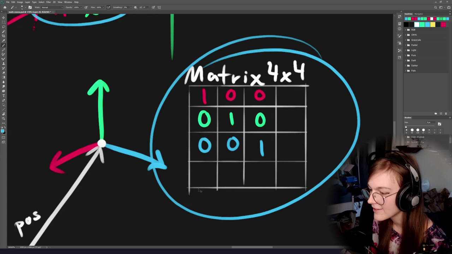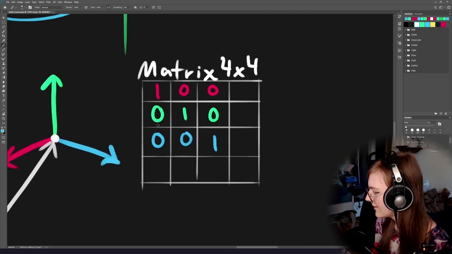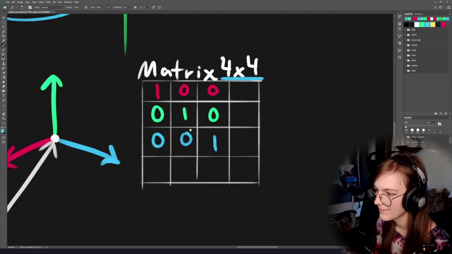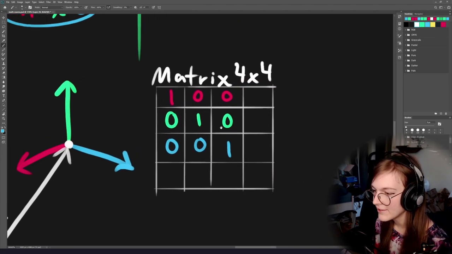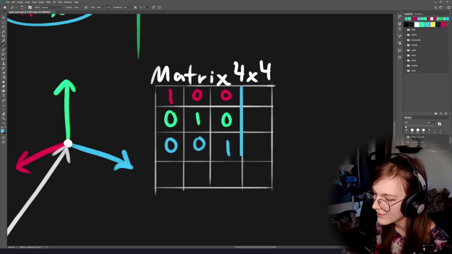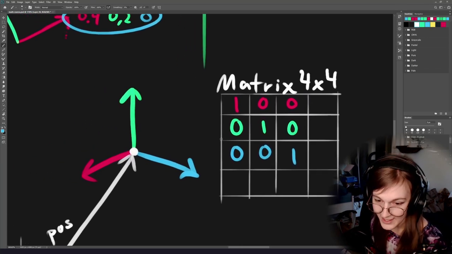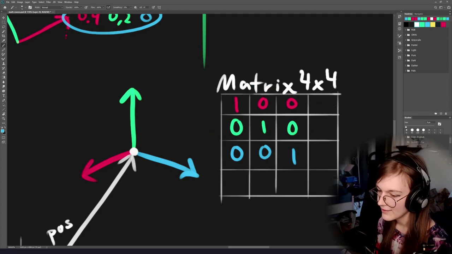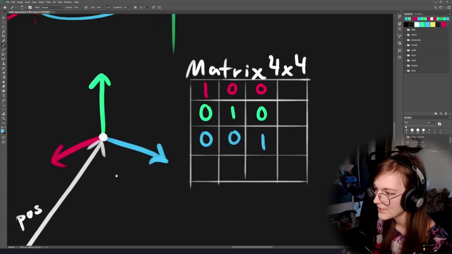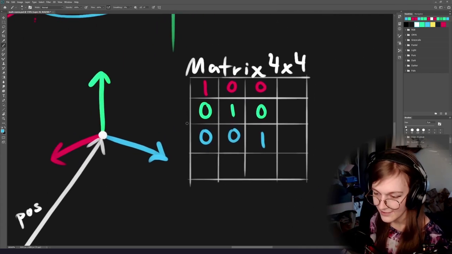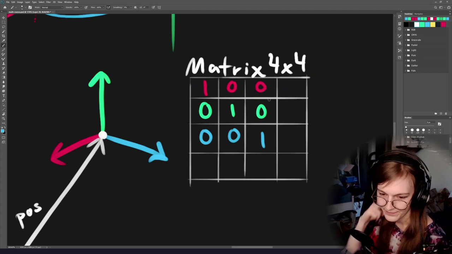Okay, this is not a complete picture. So now you might ask, why is it 4x4? Well, it is 4x4 because we are not actually storing the complete data about this object. The only thing we're storing here is the orientation. We know where these axes are pointing, but we don't know the position of this object. So if we want to know the position of this object, that is also encoded in here.